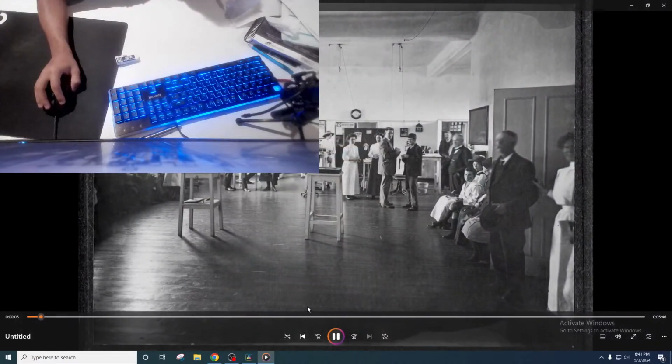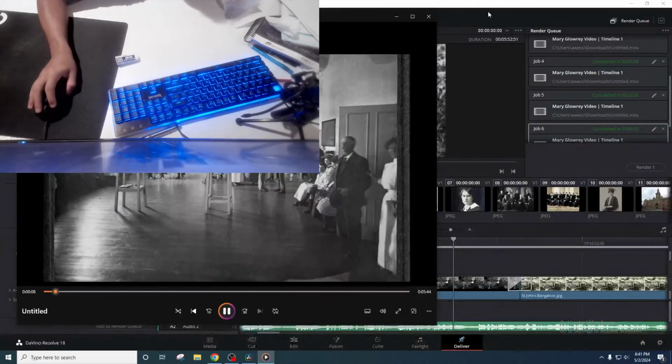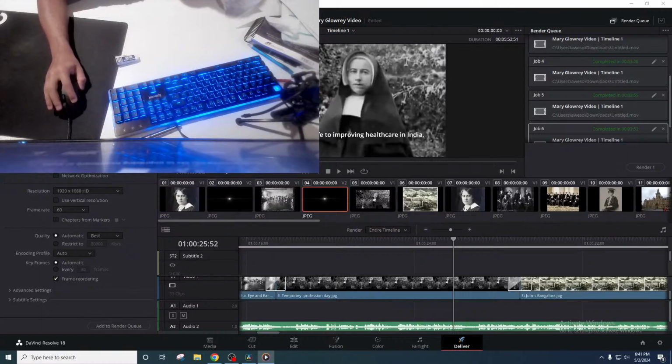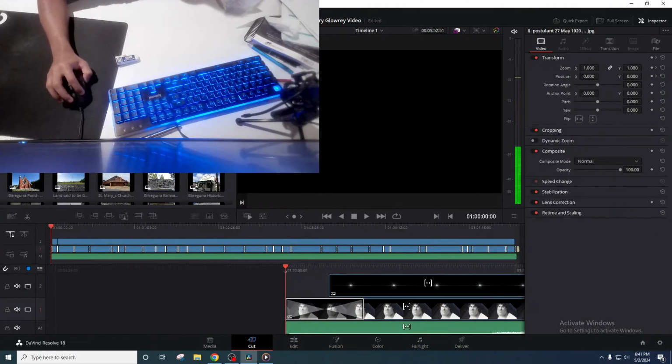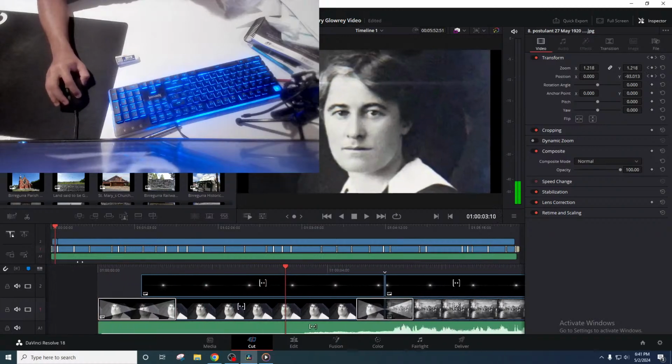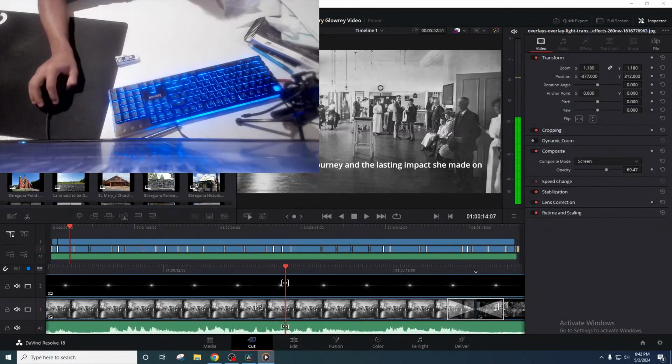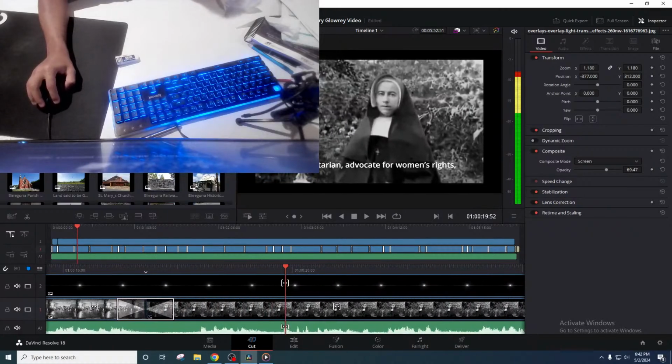Sister Mary Glowray is a remarkable woman whose life and work have inspired many. Her incredible journey and the lasting impact she made on healthcare in India is a story worth sharing. A humanitarian.